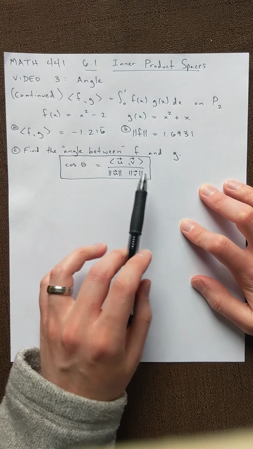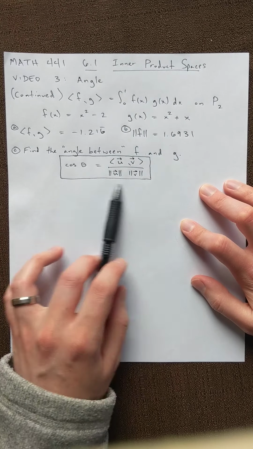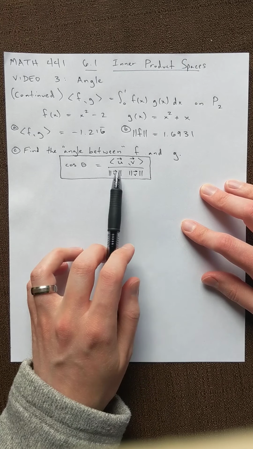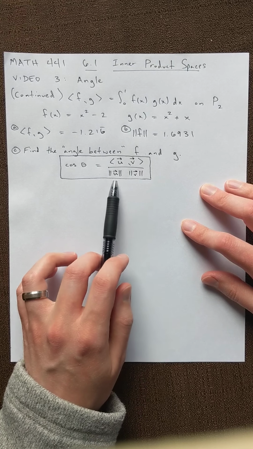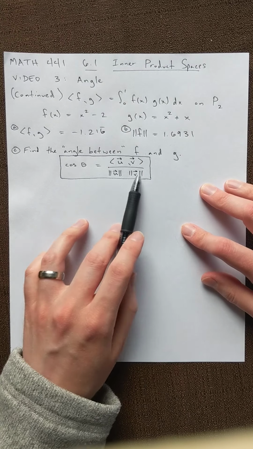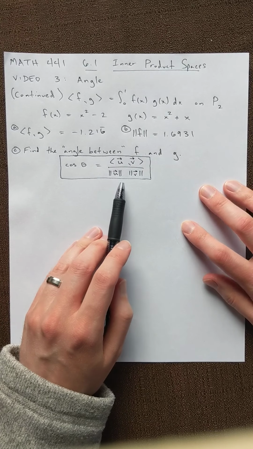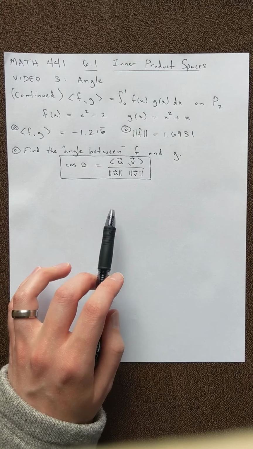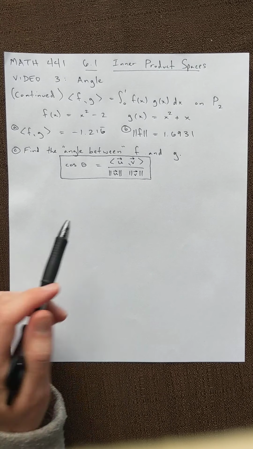When we say the angle between f and g, we mean this formula. The cosine of theta is the inner product of the two functions, or the two vectors, divided by the norm of the two vectors. This is exactly the same formula you should have seen in Calc 3, only a dot product in the numerator. So this should look pretty familiar. It's the angle between two vectors.